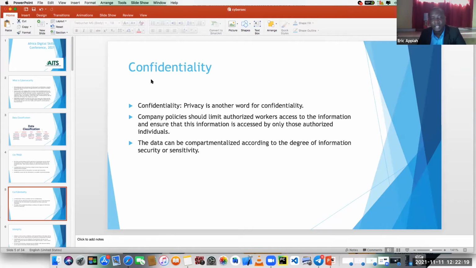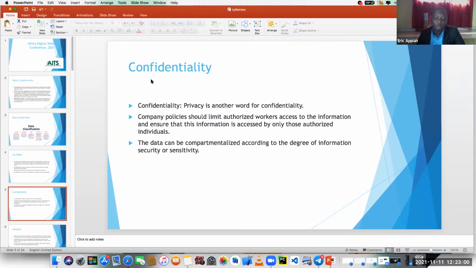Company policies should limit access to information and ensure that it is accessed only by those who are authorized. What this means is that in an organization, not everybody can access every piece of information. The information should be limited, and only authorized people, especially those higher in the hierarchy, are given access to certain information, and this information is not available to the people below.